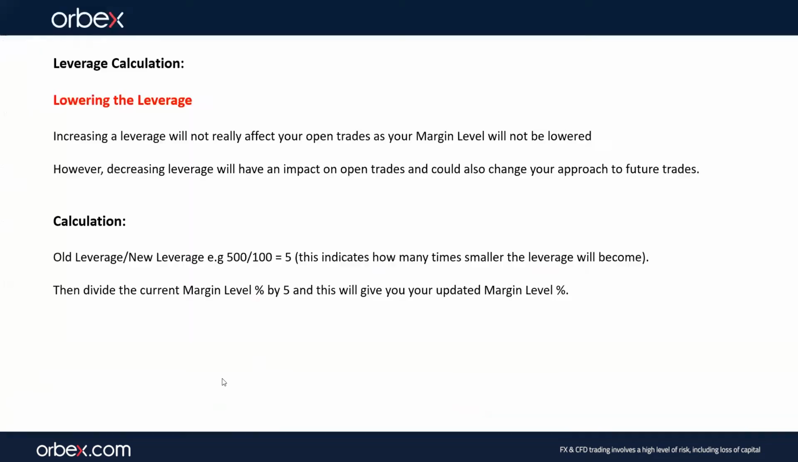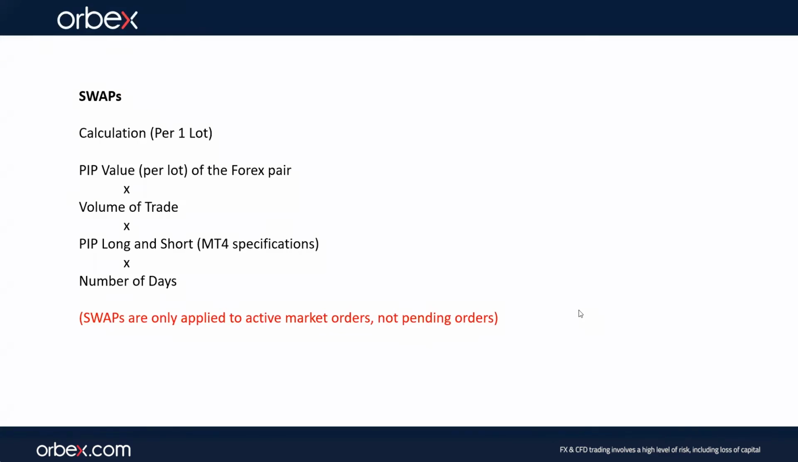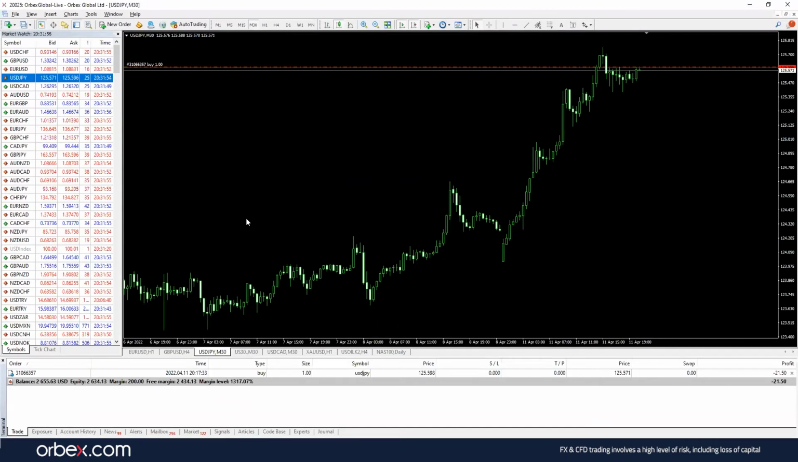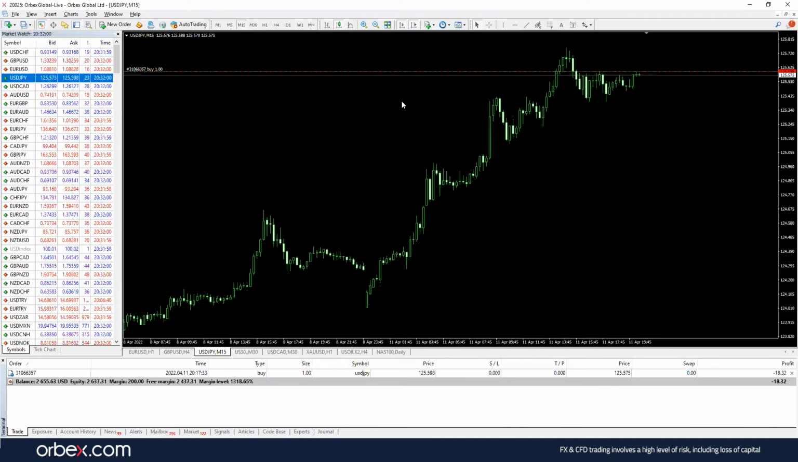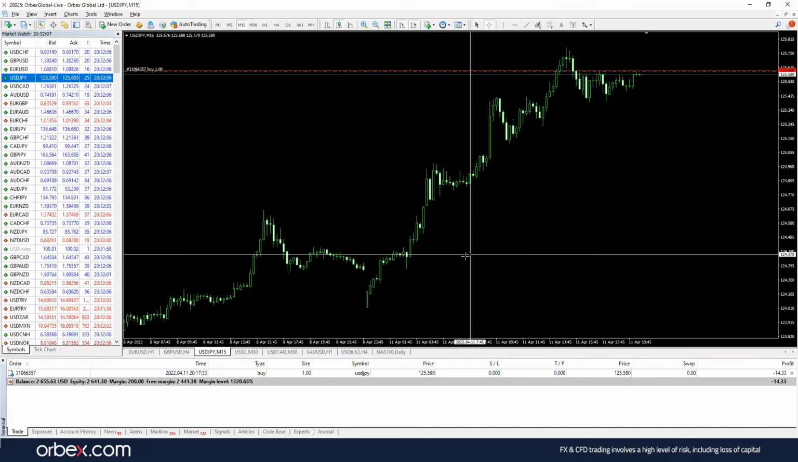So next on the calculation list is swaps. Now, what are swaps? Swaps are basically fees that the MT4 platform is calculating automatically for trades left open overnight during the rollover. Now, what is the rollover? The rollover period is the period that, let's just show you on this. So you see all the dates at the bottom here. Let's go to a 15-minute chart, might be a bit easier to see. So currently we have the 11th of April today.